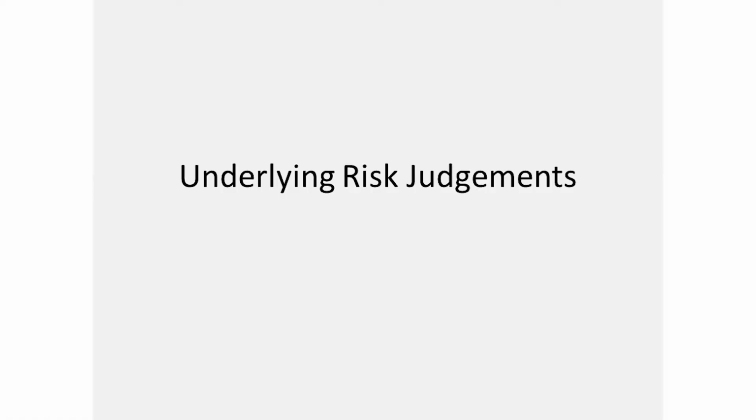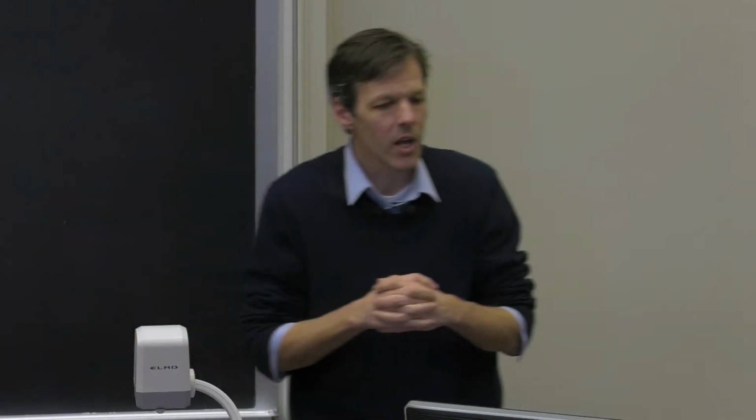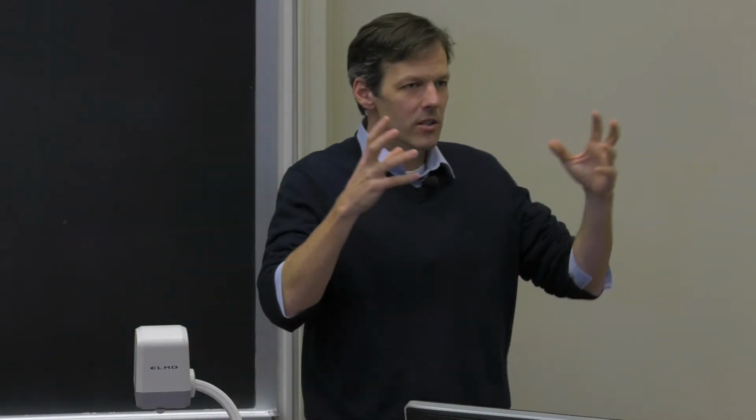Okay, so let's look at the details, and I started to say a little bit about unique and threatened systems. So let's just walk through that one. Where did these colors come from on this ember? So first, the definition of unique and threatened systems is that it's a system, could be an ecosystem, could be a human system, could be a combination of the two, in which there is a limited geographic range for it, and it's a climate-determined range.